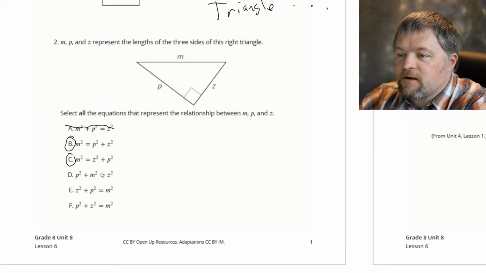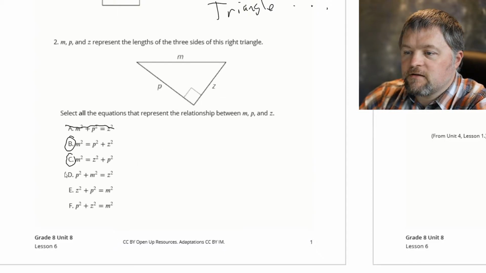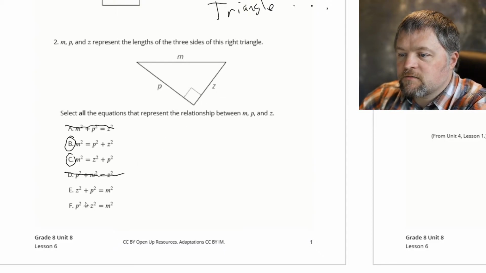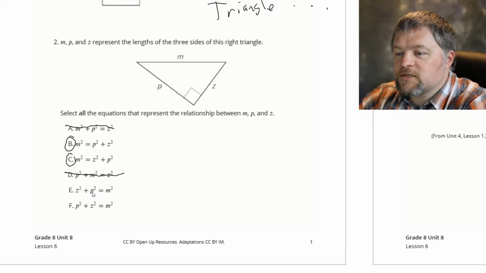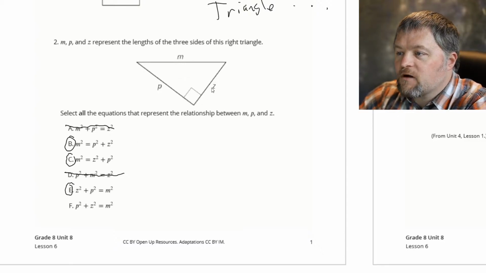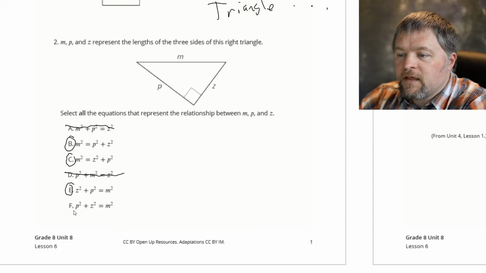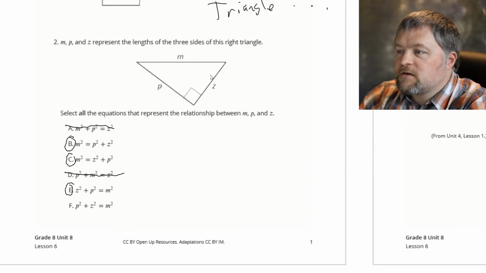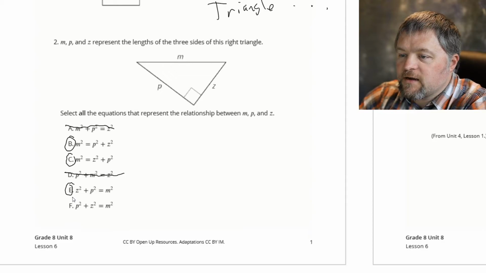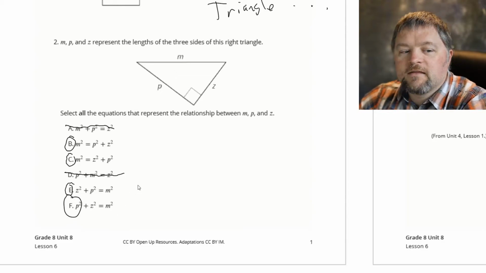D, P squared plus M squared equals Z squared. That does not work. E, Z squared plus P squared equals M squared. That works. It's the sum of the squares of the shorter two sides equaling the square of the hypotenuse. F, P squared plus Z squared equals M squared. That also works.